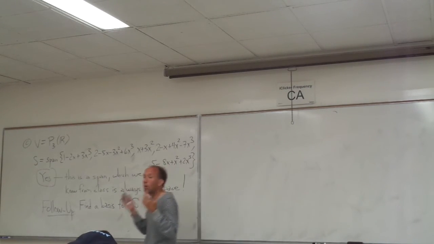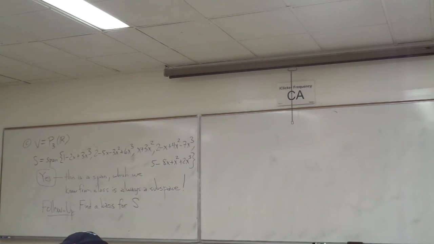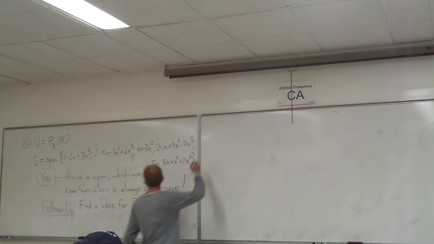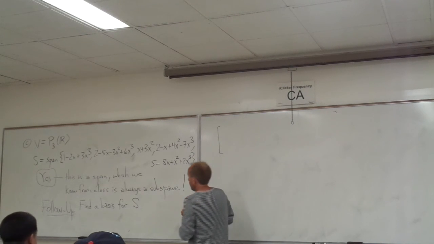The problem is they're LD. So what we need to do is throw some of these polynomials away. And again, as I said earlier tonight, you can't just throw away whichever ones you want. So we actually have to go to the trouble of building this matrix as Deshaun suggested in order to figure this out.